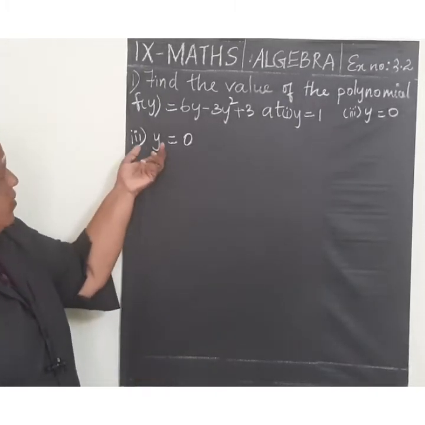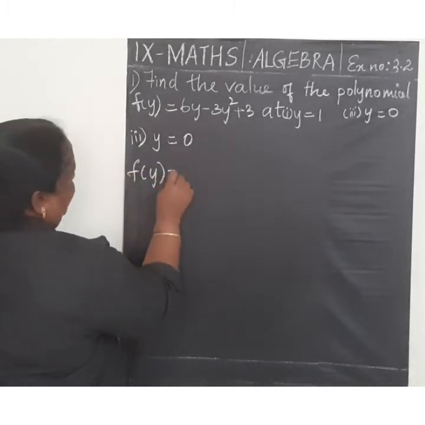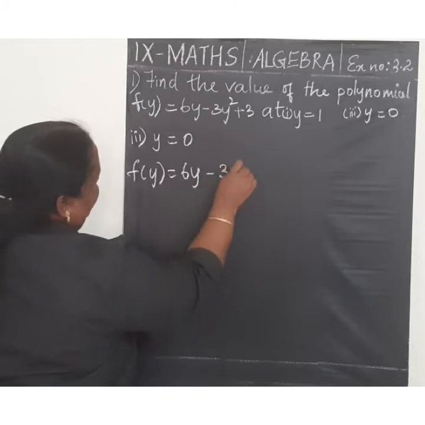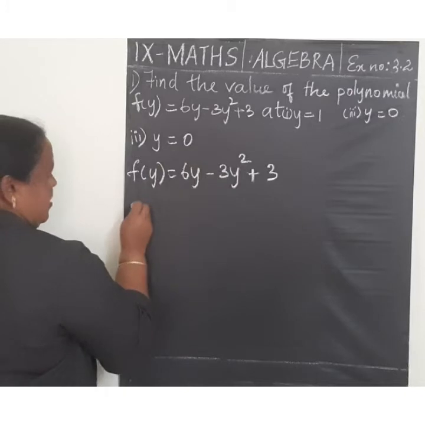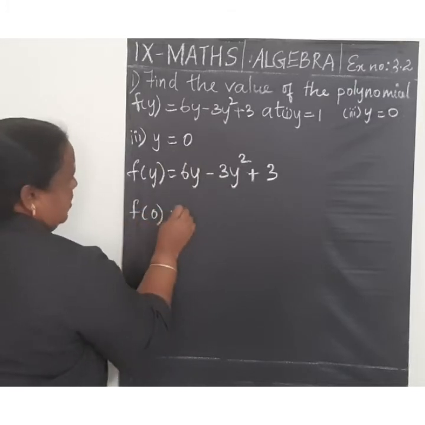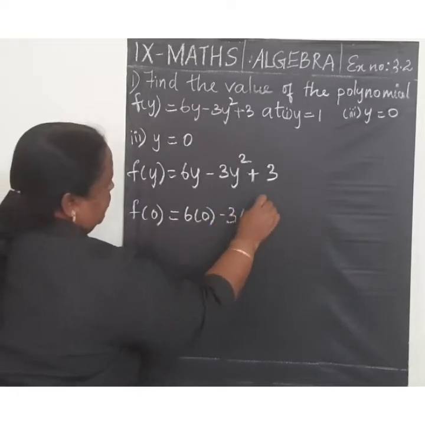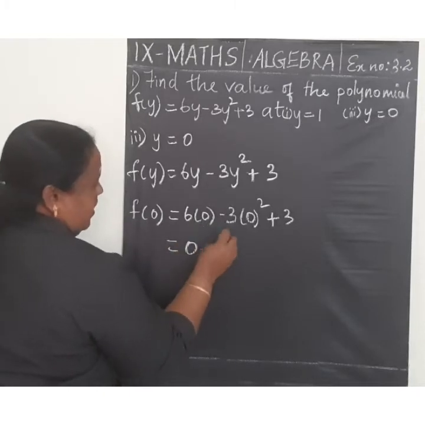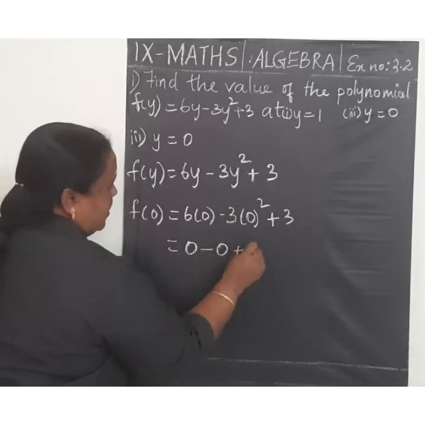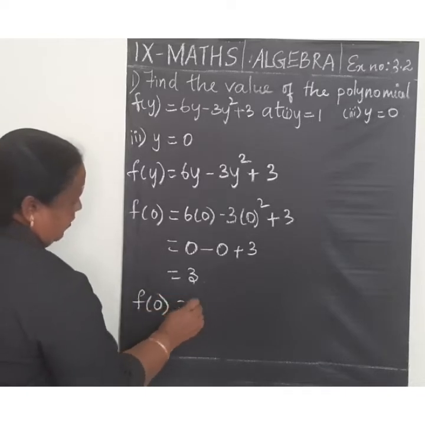Next, third subdivision, y is equal to 0. So f of y is equal to 6y minus 3y square plus 3. In the place of y we substitute 0. So f of 0 is equal to 6 into 0 minus 3 into 0 square plus 3, equal to 6 zeros are 0, minus 3 into 0 square is 0, so minus 3 into 0 is 0, plus 3, equal to 3. So f of 0 is equal to 3.